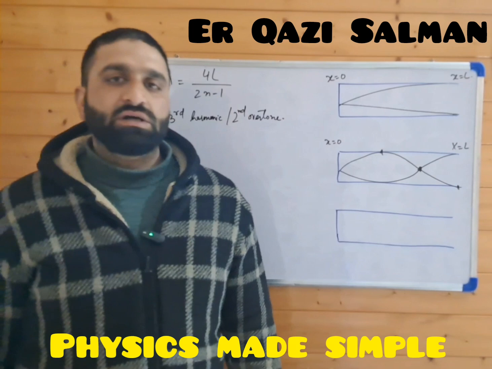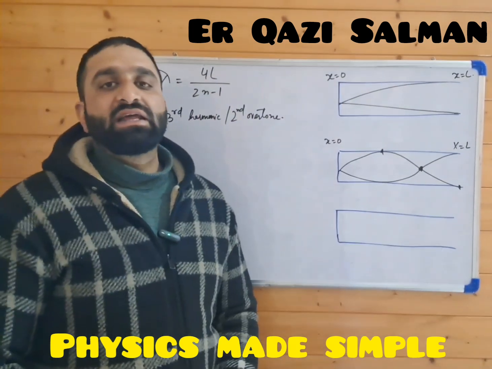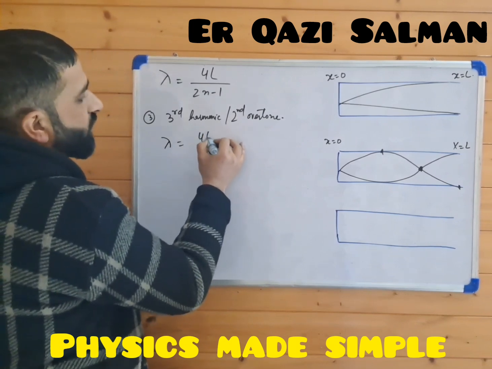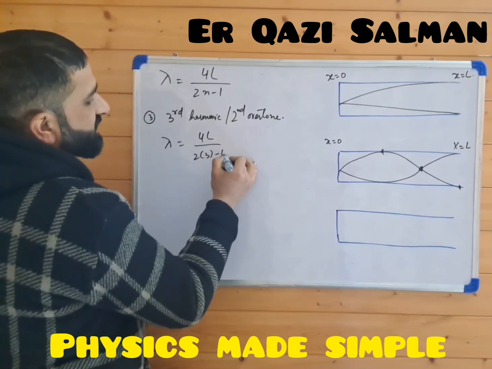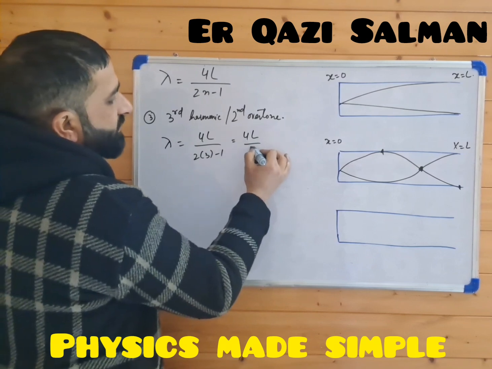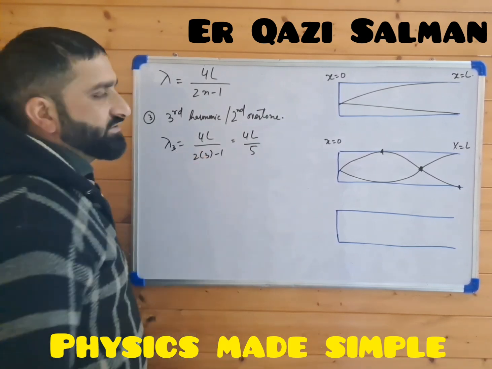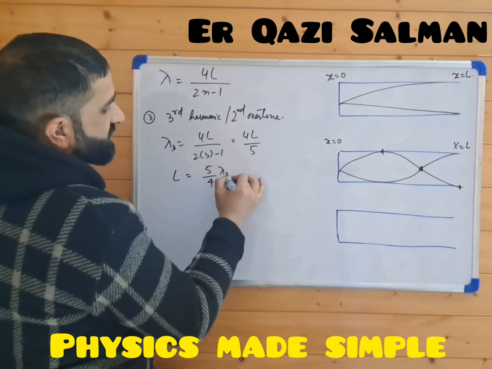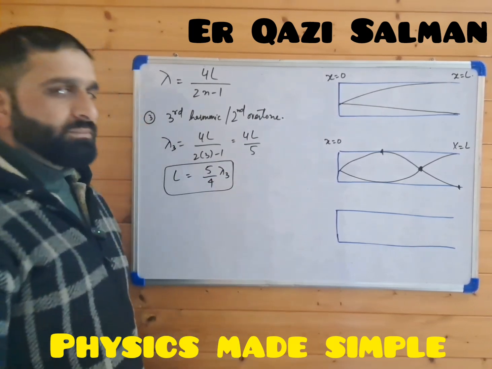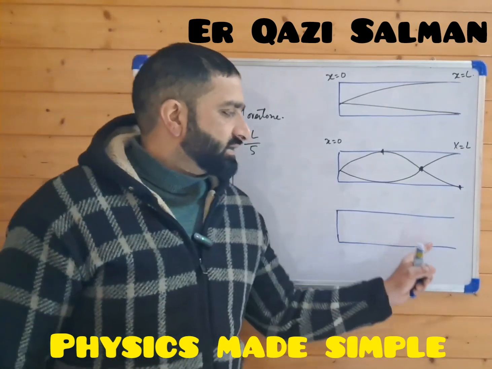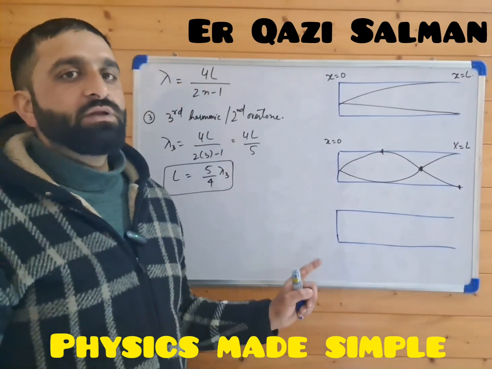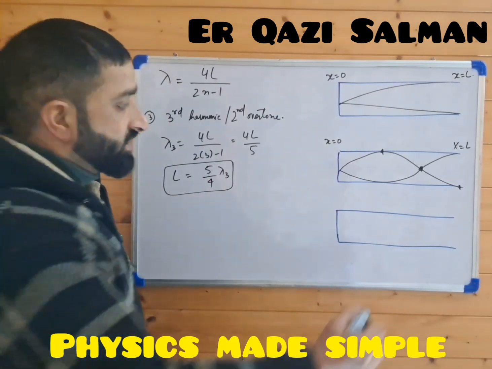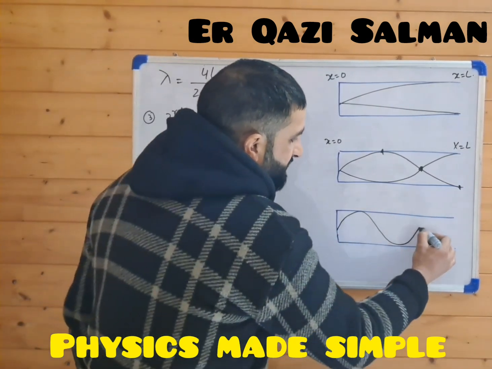Now coming on to the third harmonic or second overtone, we have to replace n by 3. So we get lambda is equal to 4L by 2 into 3 minus 1, that is 4L divided by 5. It is lambda 3. That means L is equal to 5 divided by 4 lambda 3, which brings us to the conclusion that in a length L of the closed organ pipe, we will be having a wave and a quarter. So it can be shown like this.